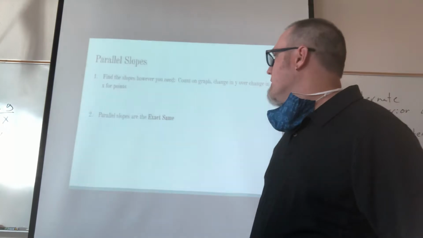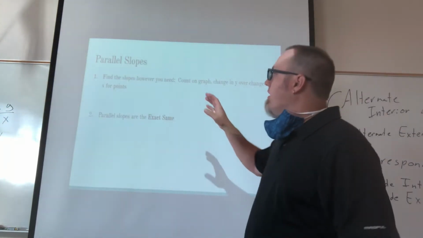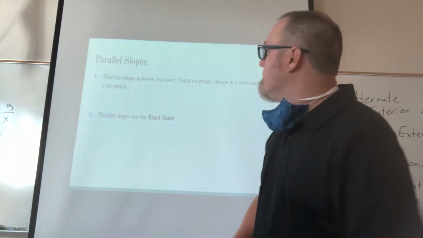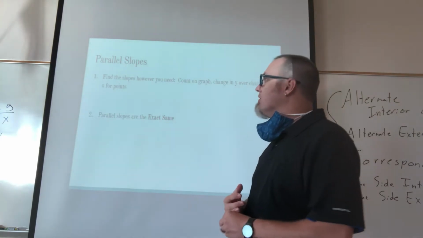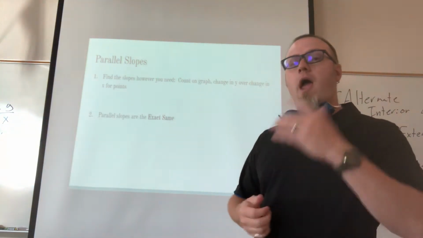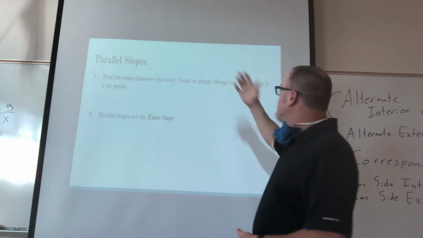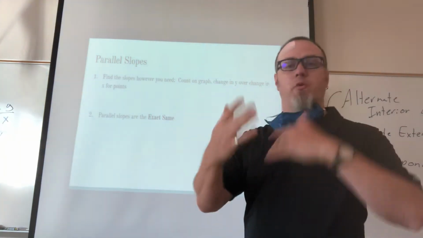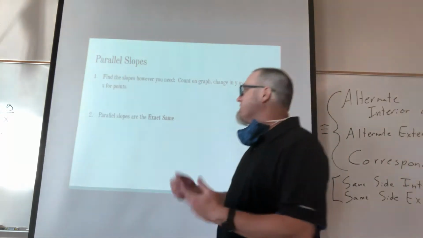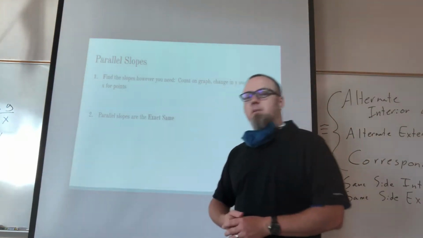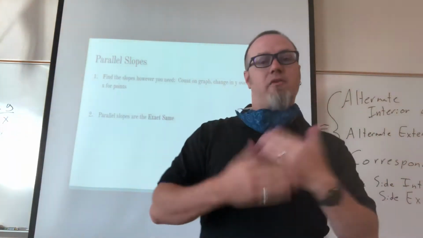So slopes of parallel and perpendicular lines. First off, if you're gonna find parallel slopes, all you need to do is find the slope for whatever it is that you're doing, however you need to do that. You can count on the graph, you can do the change in y over change in x if they just give you a couple of points, but you find that slope, and then any slope that's gonna be parallel to that one is exactly the same.